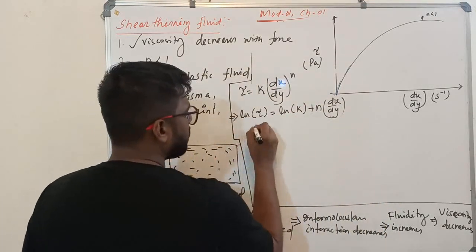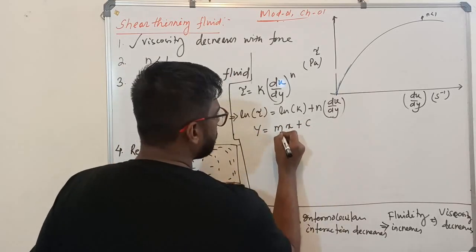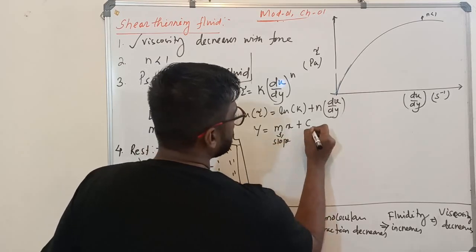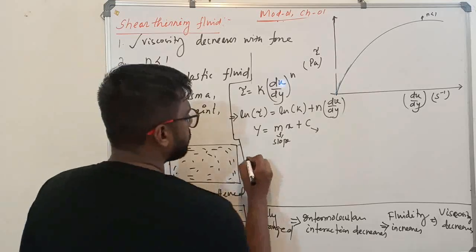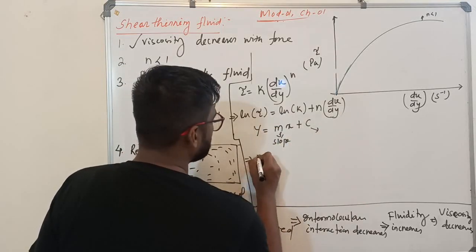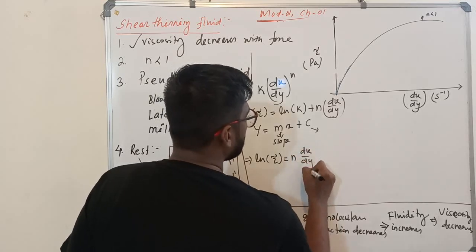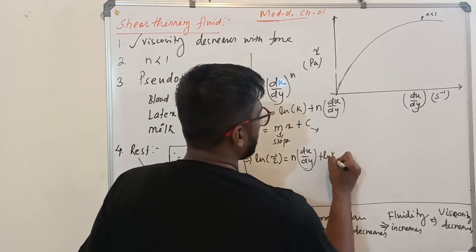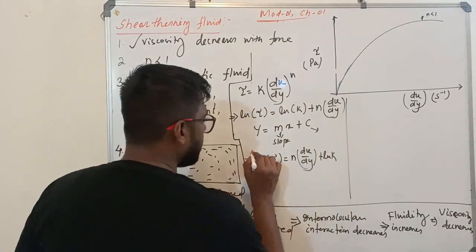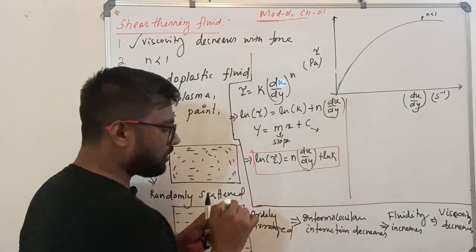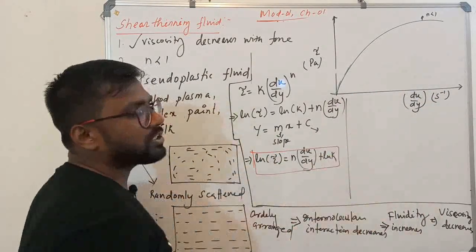What is our straight line equation? y equal to mx plus c, where m is the slope and c is the y intercept. So try to form like this: your ln tau will become n ln (du by dy) plus ln k. Correct? That means I have converted this graph into a straight line equation.